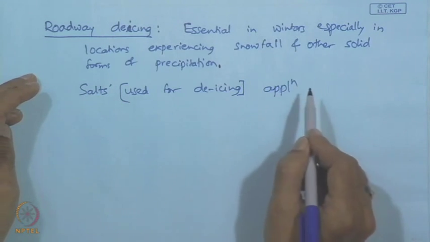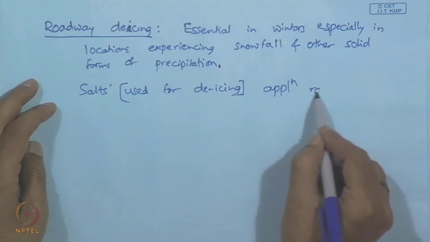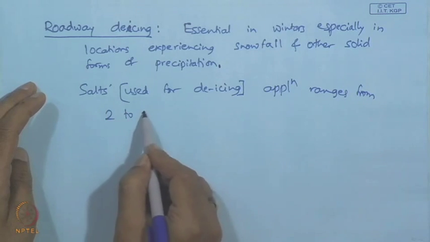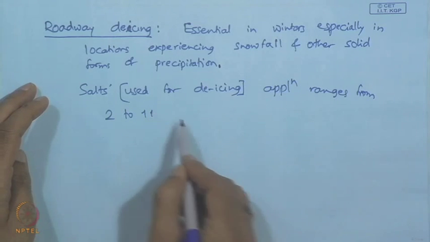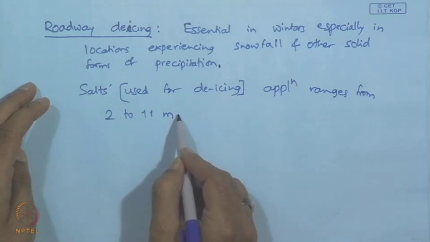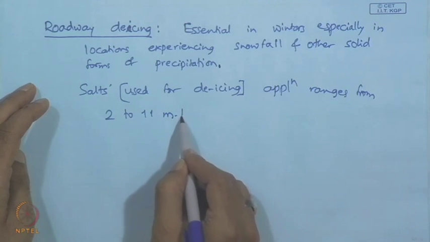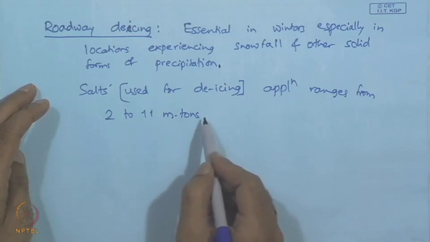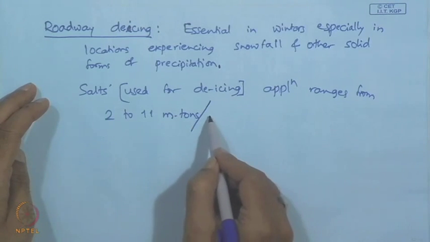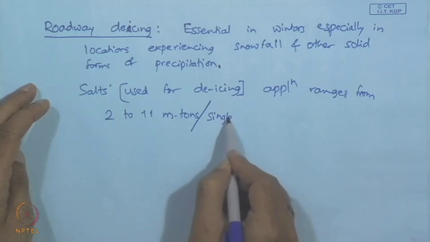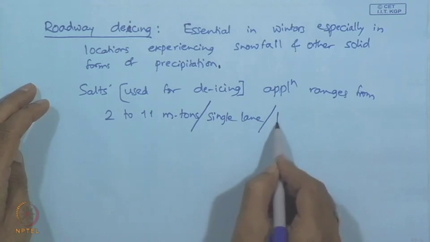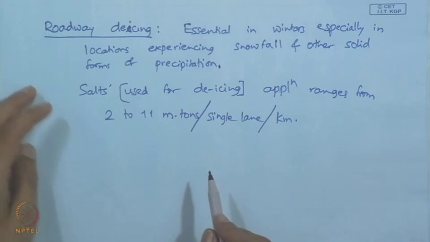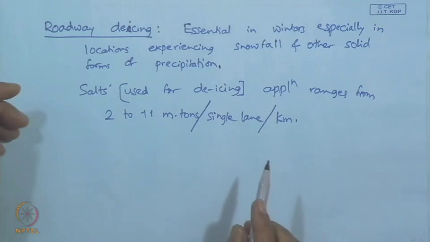The application ranges from 2 to say 11 metric tons per, I'm sorry, this is the British ton, which almost is the same as the metric ton. So, that is per single lane, or say per lane per kilometer in the winter season.